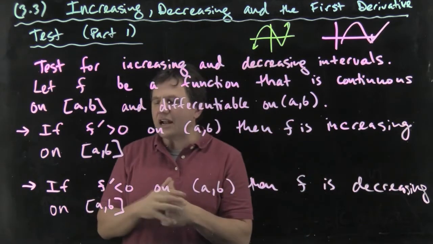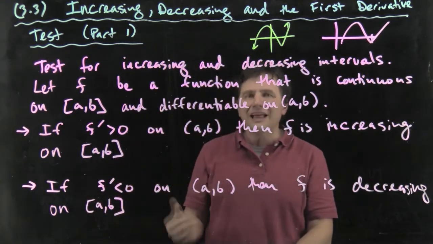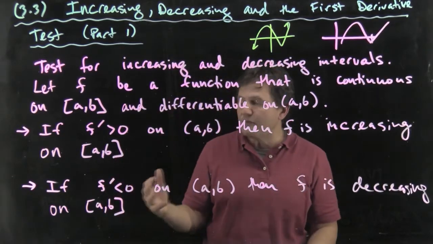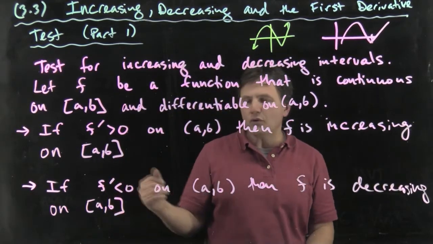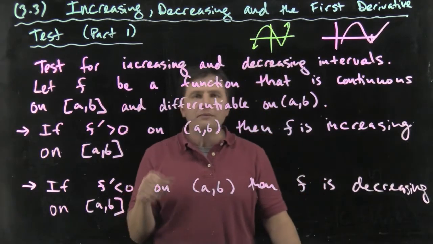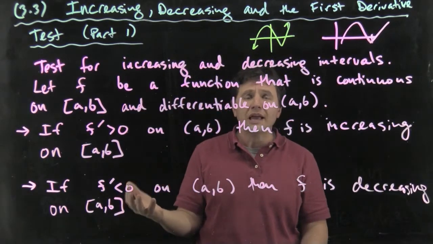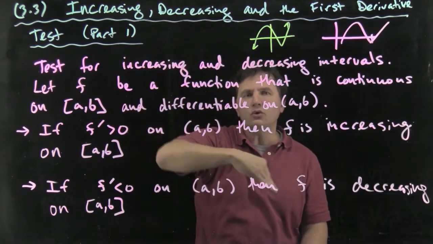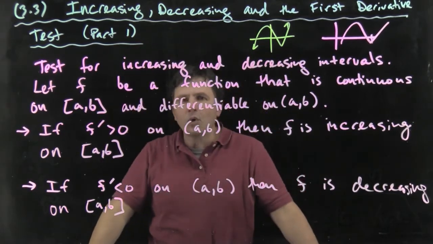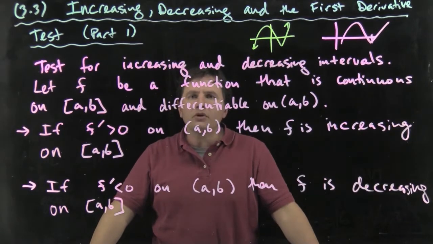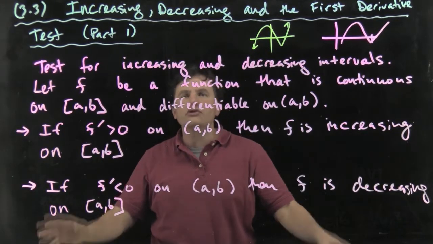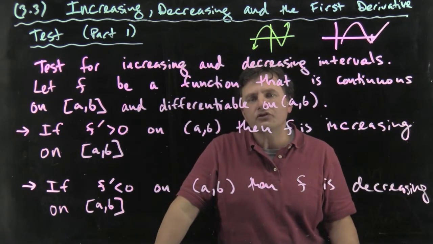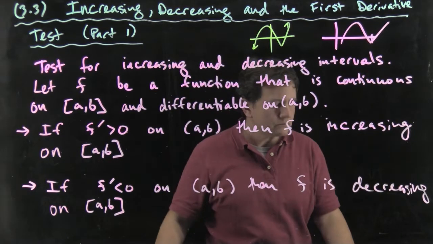And then on the other side of this, if f prime is less than 0 on the open interval a to b, then we would say f is decreasing on the closed interval a to b. So once again, if f prime is less than 0, that means all my slopes are negative. So once again, we're decreasing. So it's kind of an intuitive thing. Okay, so now I'm going to do a couple examples demonstrating how we can use these derivatives to determine when a function is increasing or decreasing.